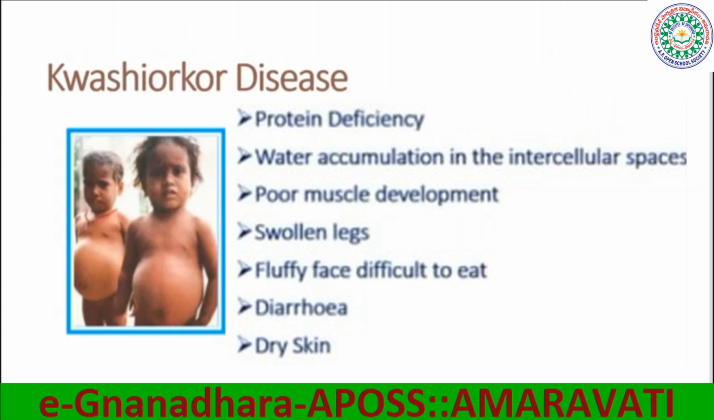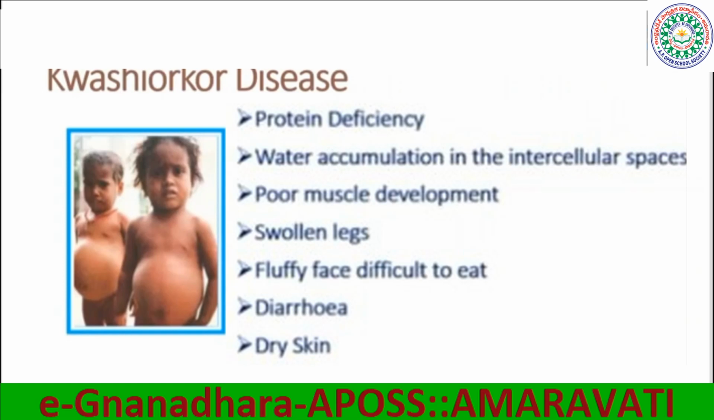This is the disease caused by the protein deficiency. What are the symptoms of this disease? Water accumulation in the intercellular spaces. That means in between cells, water accumulates here. Obviously that leads to swelling of the body. Poor muscle development. Swollen legs. Fluffy face.